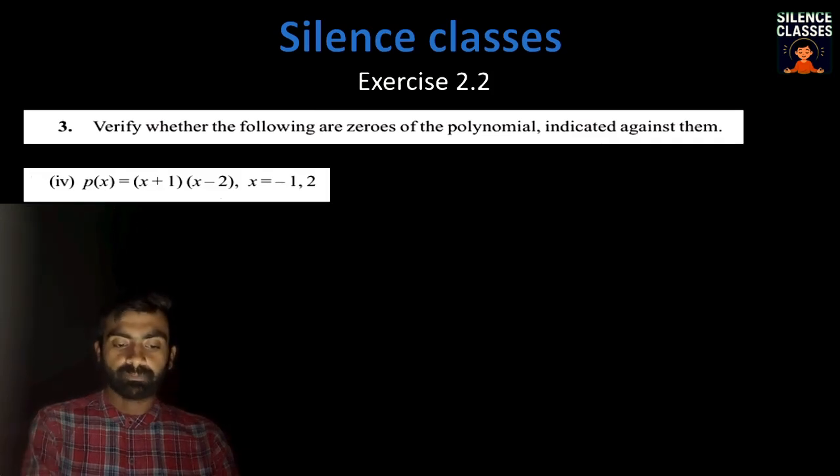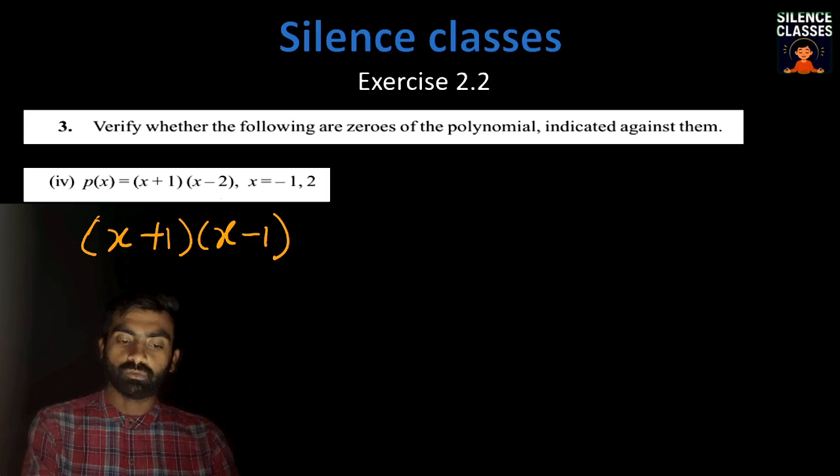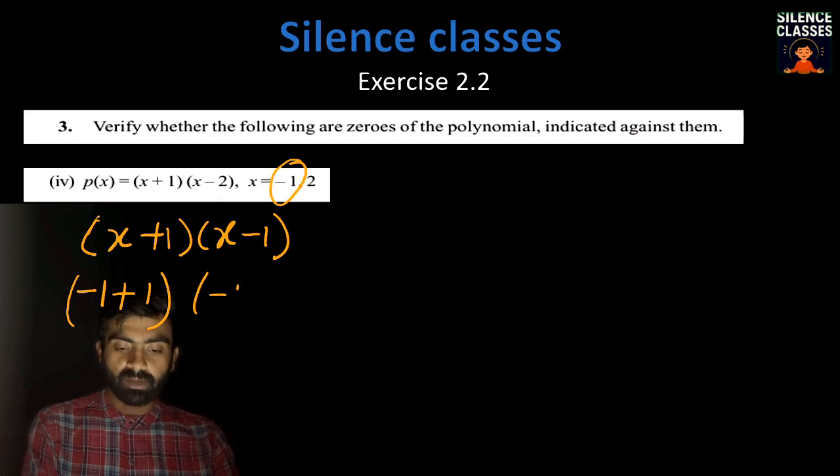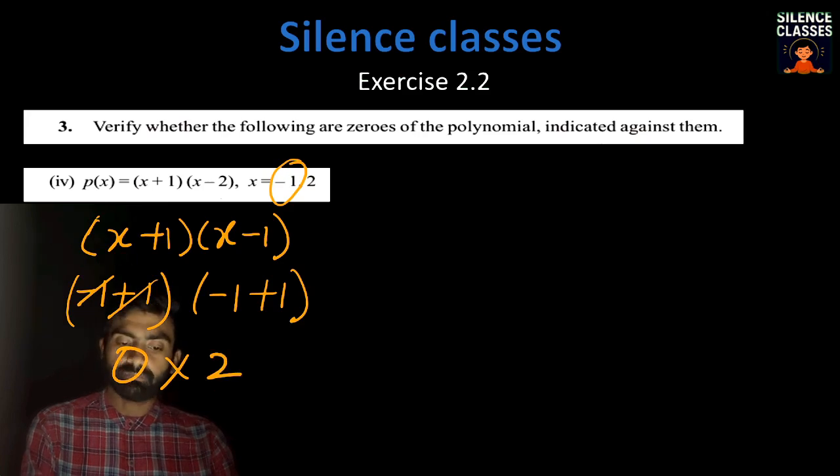Let's move to the fourth part. Over here the polynomial is given to us, that is x plus 1 times x minus 1. Let's put it out. In the place of x we have to put minus 1. First of all we are putting minus 1, so minus 1 plus 1 and minus 1 minus 1. You can cut it out, it will become 0, multiplied by minus 2, so we will get 0. So we can say minus 1 is a zero of the polynomial.